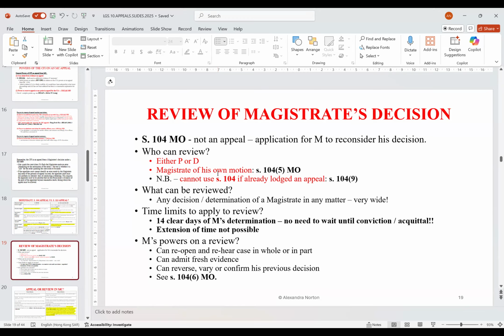So you can review, it's very wide, any decision or determination of a magistrate in any matter. You have 14 clear days to do it, and it's against any order or determination. So it could be against a decision not to admit evidence, for example. That's a decision that's made. It doesn't have to be a decision in relation to conviction or acquittal, but you can't get an extension of time. And because it references clear days, day one is not the day of the decision, it's the following day.